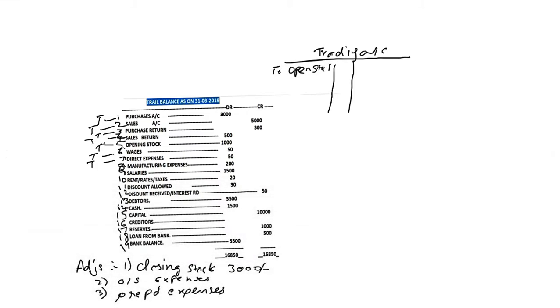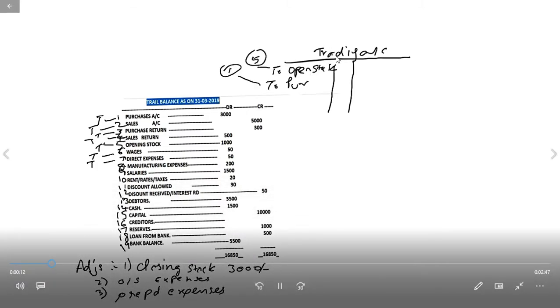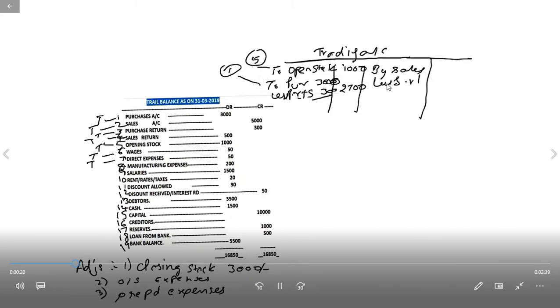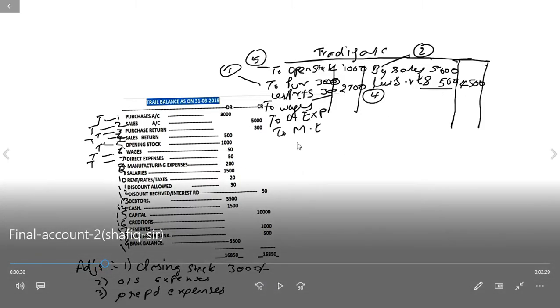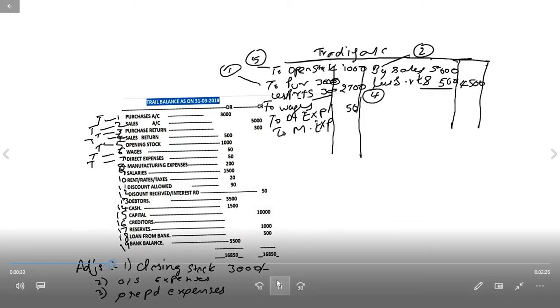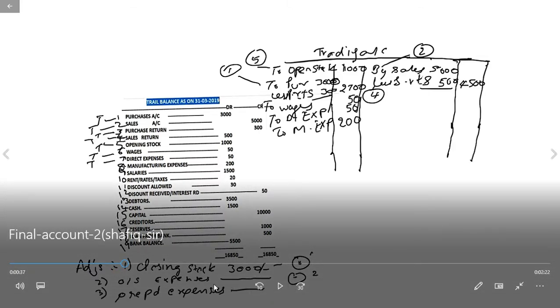Next, I am filling the entries in the trading account. So opening stock 1000, purchases 3000, less returns 300. Likewise, this was the fifth item. This was the first item. Now sales, the amount given is 5000, less returns 500, and you have 4500 as the balance. Then you have the other direct wages, direct expenses and manufacturing expenses all relating to trading account. Now let us see how it proceeds. So you can see the values being written there. That's it. Now what I should do is check the adjustments.